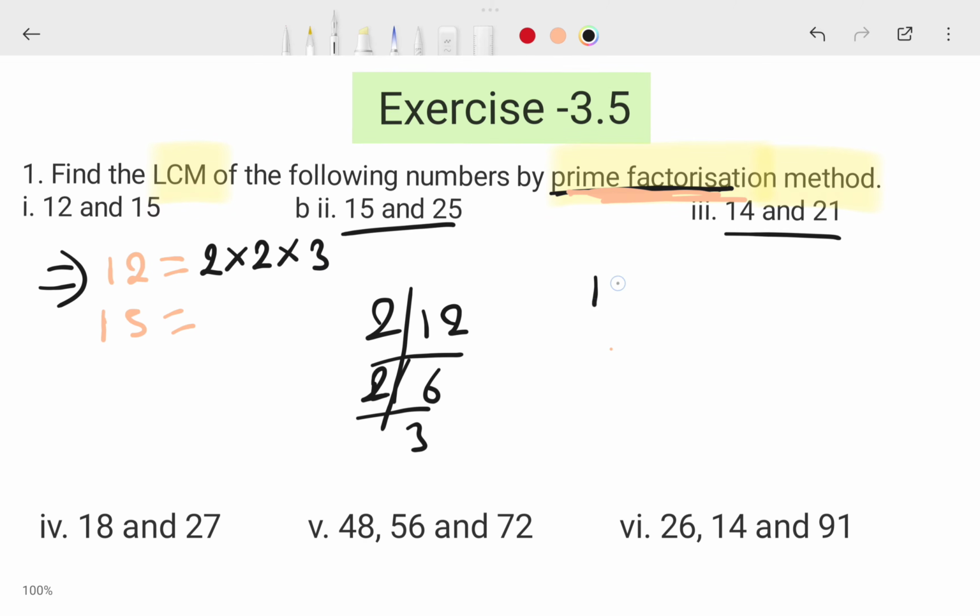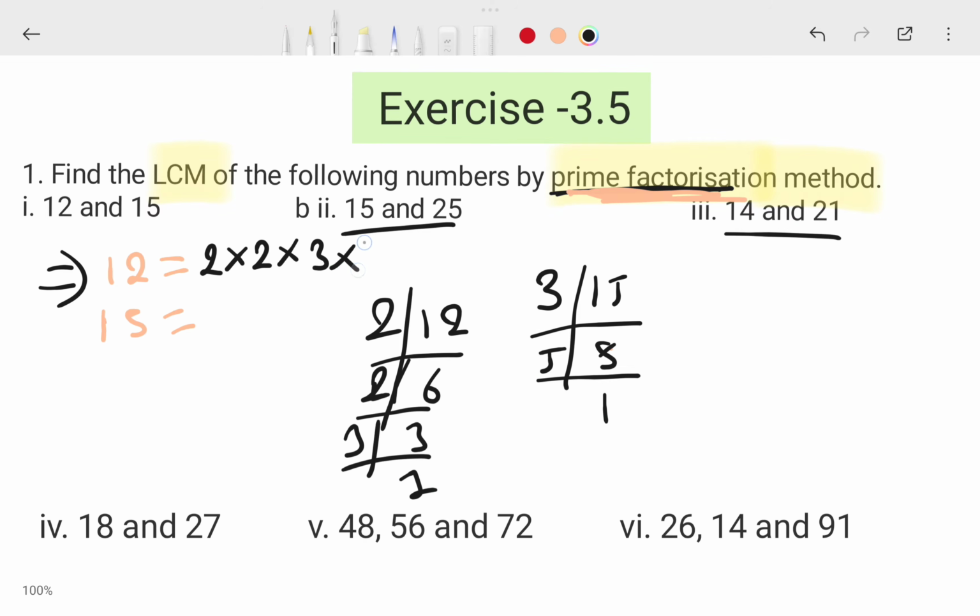Now take the 15, write the 15. It is not going to be divided by 2, so it is going to be divided by 5. 3 fives are 15. How many times? 5 times. Now 5 ones are 5. Here also, 3 ones are 3. If you do like that, then you can write 1 again also, otherwise you can leave it like that. So here it is 3 cross 5 cross 1. You can write like this, 3 cross 5 cross 1.